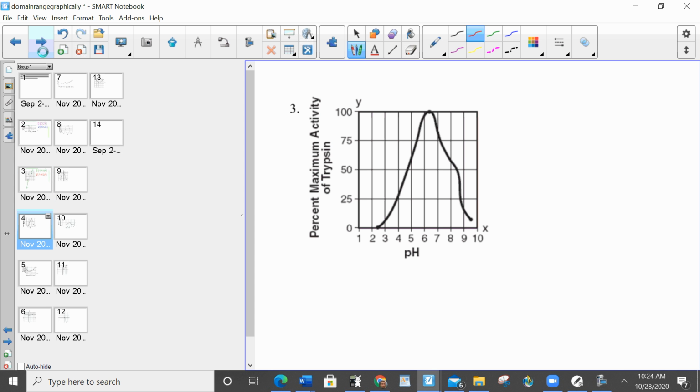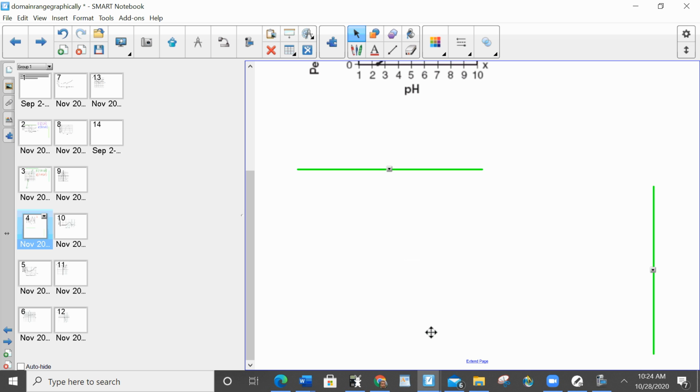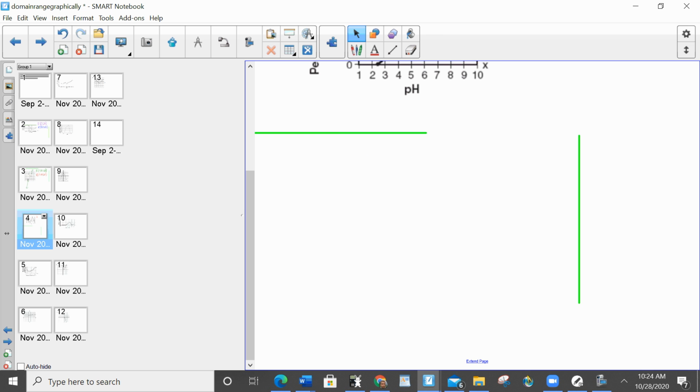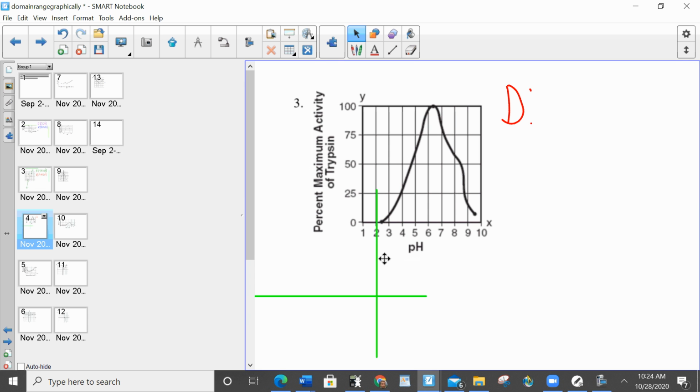Number 3, get my lines. Let's do domain first. I'm going to travel from left to right and determine where the graph starts and stops. Do I have graph all the way out here to the left or an arrow pointing out here? No. So this one is not going to be negative infinity.